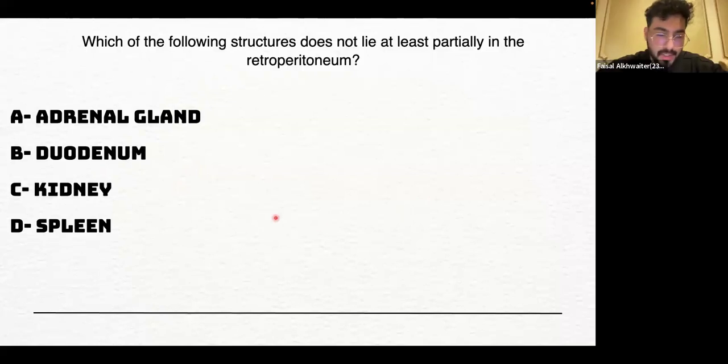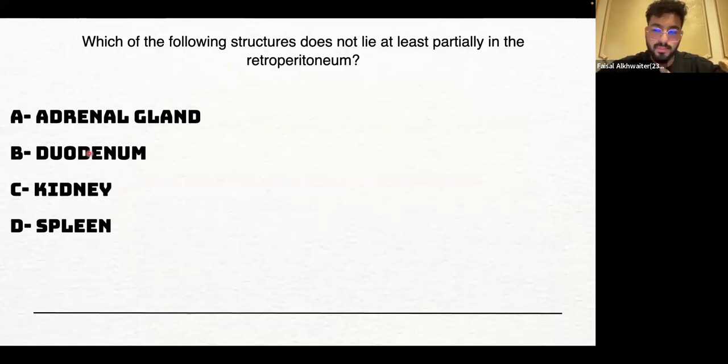So your answer is D, and we have 1B in the chat. Okay, so let's see the answer. It's D. Do you guys understand the question? The guys who answered B, it says does not lie at least partially in the retroperitoneum, so it's asking which one of these is intraperitoneal. Kidney is not intraperitoneal, it's retroperitoneal. The adrenal gland, which is called the suprarenal gland, is along with the kidney, so it's retroperitoneal too.